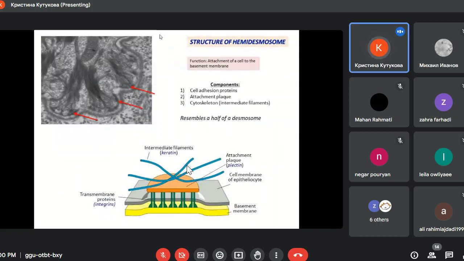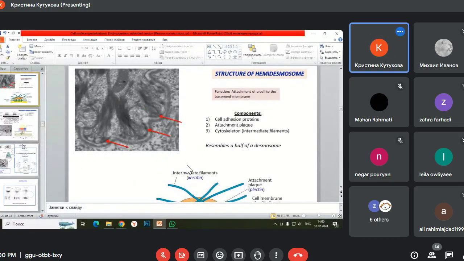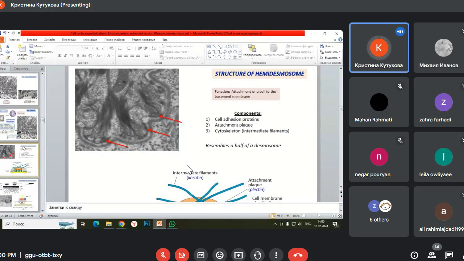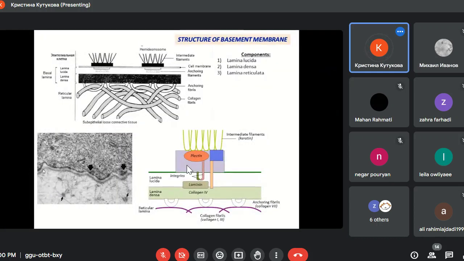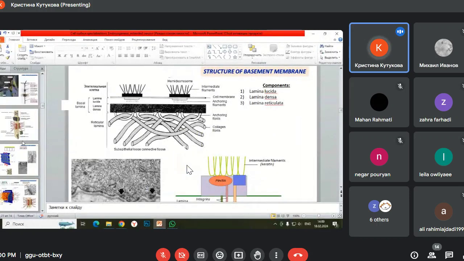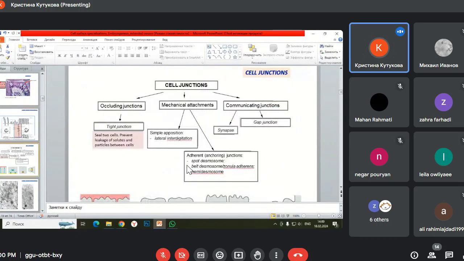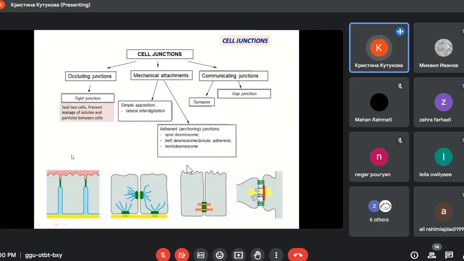And now the structure of hemidesmosome. Hemidesmosome is for attachment of a cell to the basement membrane. Now the epithelial cell stays upon the basement membrane. Now we should look at the basement membrane. If we return back here, in these pictures, the basement membrane is shown as a yellowish line.